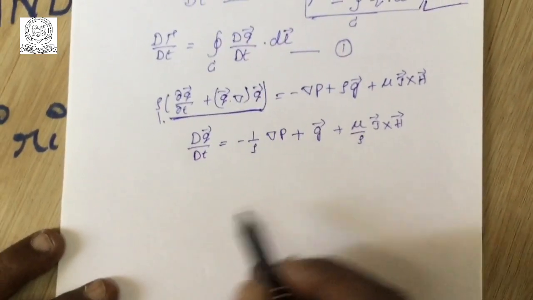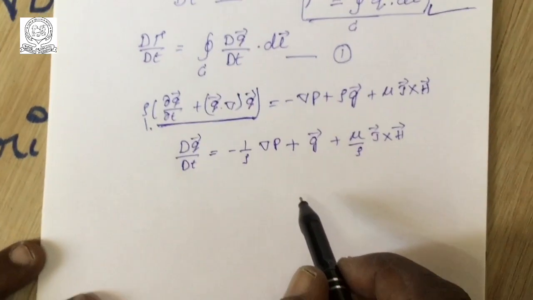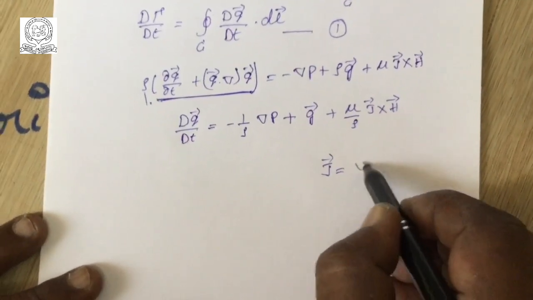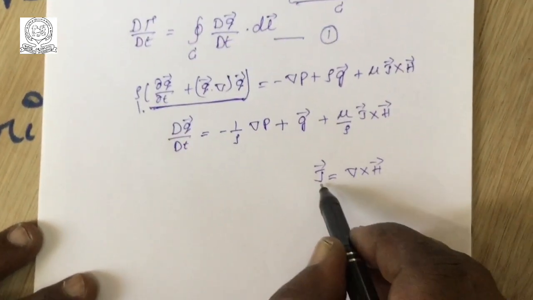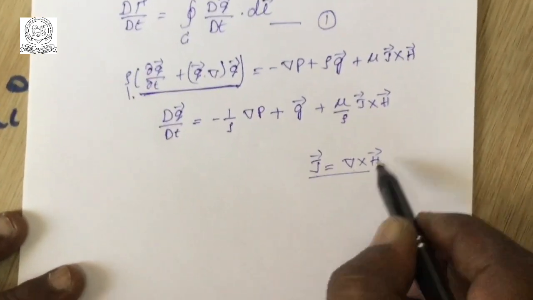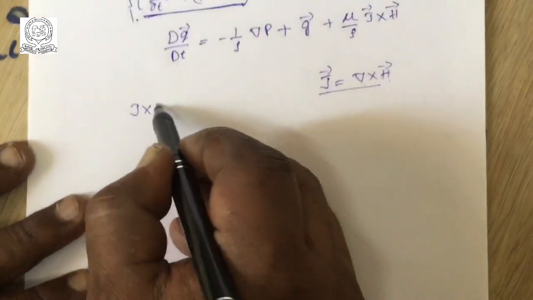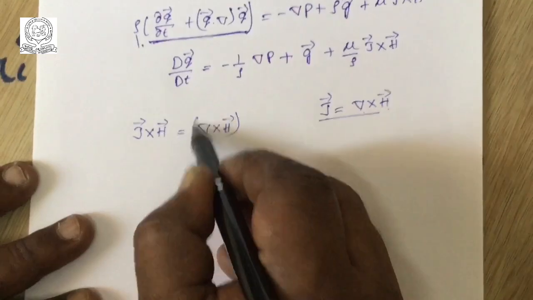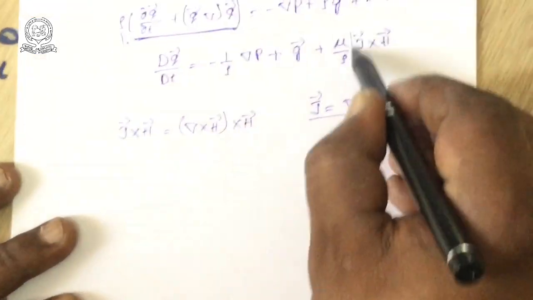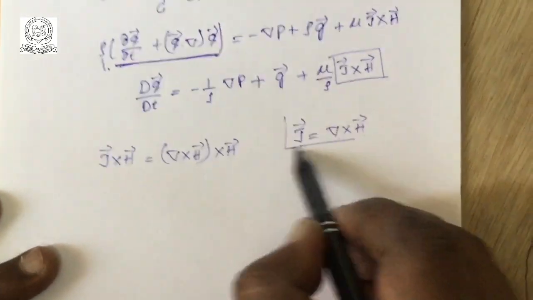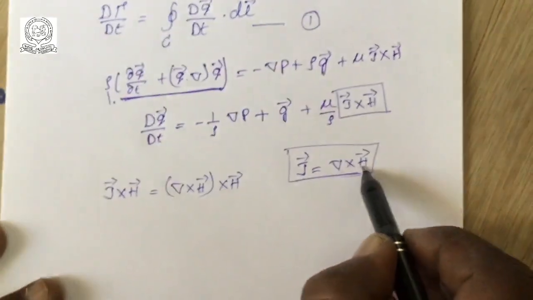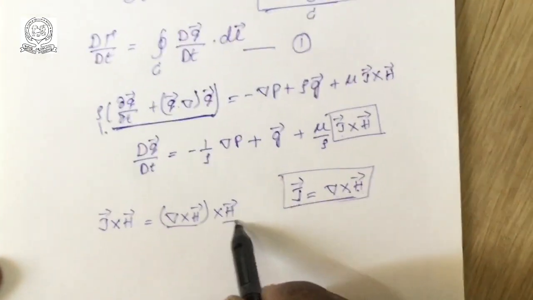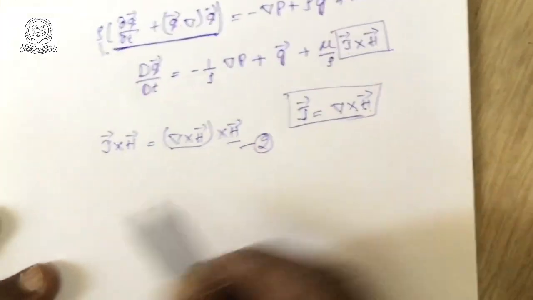You know Ampere's law in electrodynamics states that J is equal to del cross H. Using this, you get J cross H is equal to del cross H cross H. I want this J cross H, and you know from Ampere's law J is equal to del cross H. By substituting del cross H instead of J, call this equation number 2.